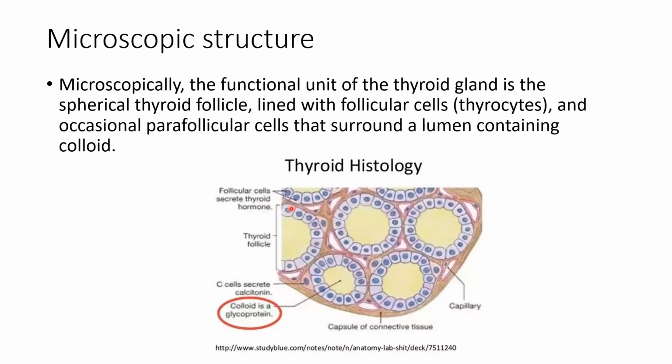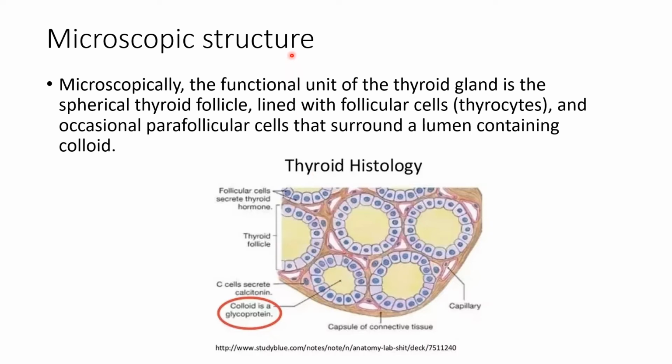Then occasionally you can see a cell called the parafollicular cell. These cells are otherwise called the C cells because they secrete a hormone called calcitonin. Then inside there is a lumen. It contains colloid. Colloid is a gel-like substance.